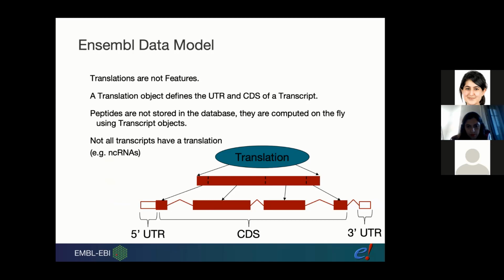I would also like to remind you that not all exons are coding. There are non-coding exons, which are called UTRs, untranslated regions. And it's also important to note that not all transcripts have translations. There are many non-coding transcripts, like RNA transcripts, which do not produce protein.